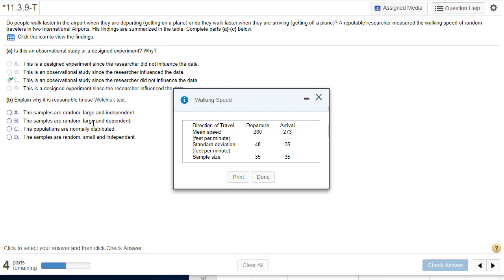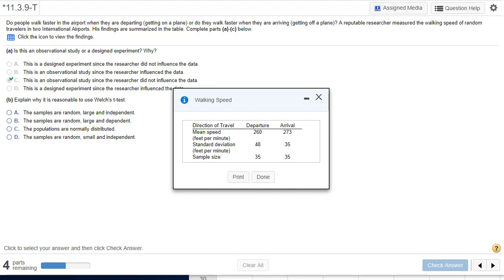Okay, explain why it is reasonable to use Welch's t-test. Now, Welch's t-test is just another name for the t-test. We have rather large samples. Remember what needs to happen is we have to have large samples, or they need to be normally distributed. We're not given that they're normally distributed, but they are rather large. When I say rather large, that's sort of relative, right? Anything bigger than 30, and they both need to be bigger than 30, and in fact, they're both 35.